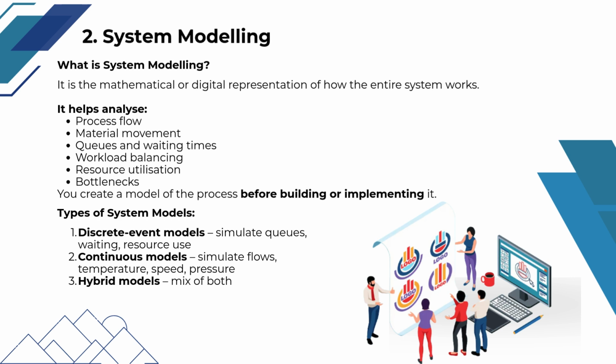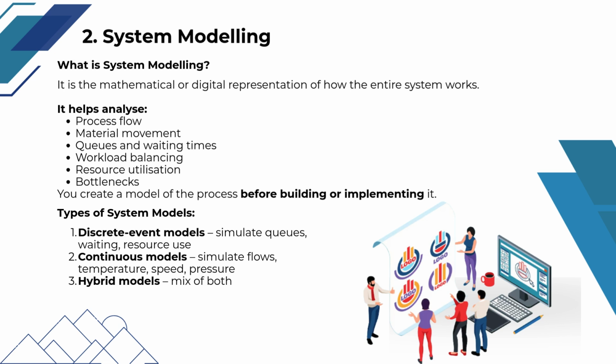System modeling is the creation of a mathematical or digital representation of how an entire system operates, allowing teams to analyze and understand its behavior before actual implementation. It helps examine process flows, material movement, queues and waiting times, workload balancing, resource utilization, and potential bottlenecks.